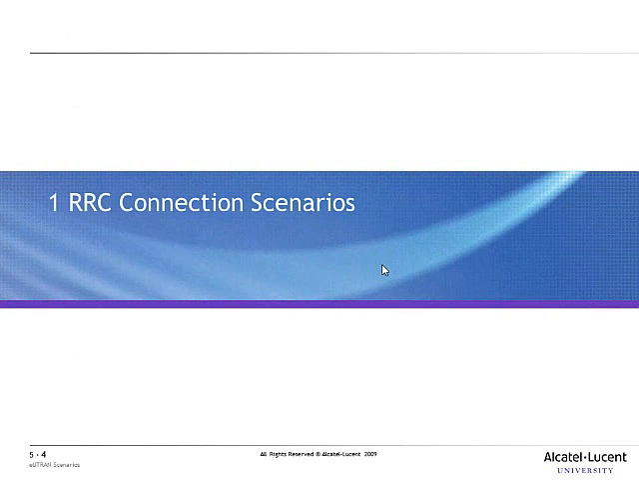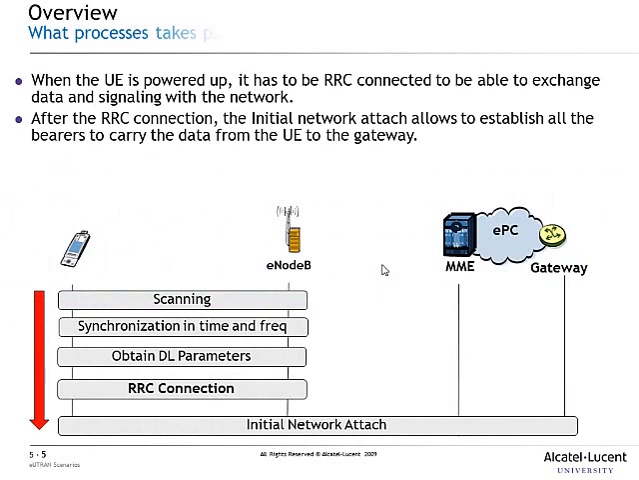So we start off with RRC connection scenarios. Now, in these slides, what I've done is I've added a few things. So usually, whatever you see in blue, when a mobile is switched on, a number of things take place before it can start transmitting data. The first thing it does is it scans the frequency bands, and after scanning, it has to synchronize both in time and frequency, and this happens in other technologies as well, both in 3G as well as in 4G.